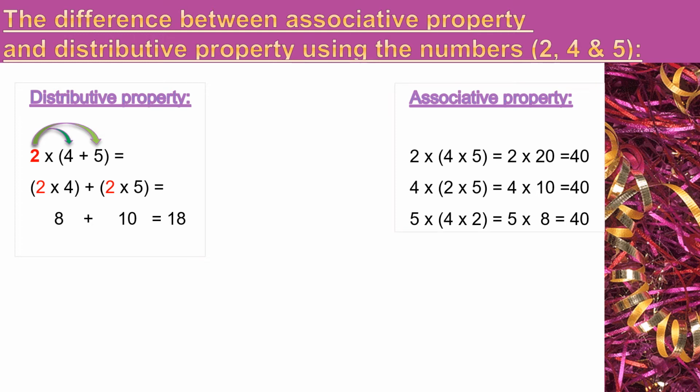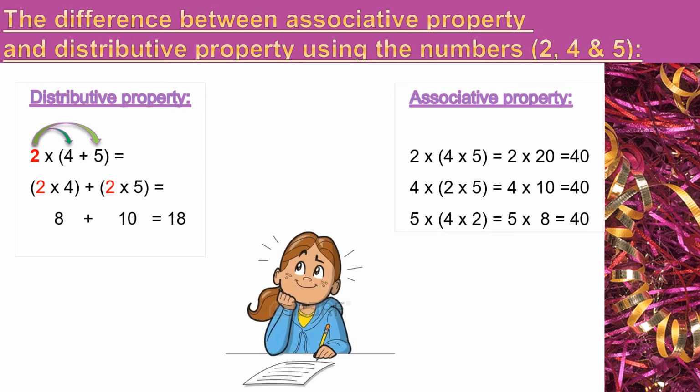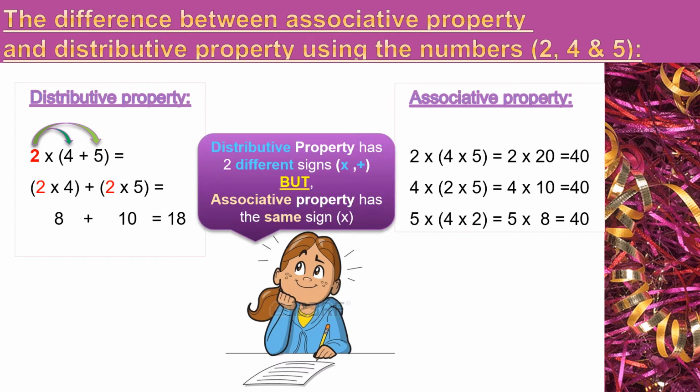sign. And this is what our student noticed. He is thinking about the difference between them. He said distributive property has two different signs, times and plus. But in associative property, it has the same sign, which is times.